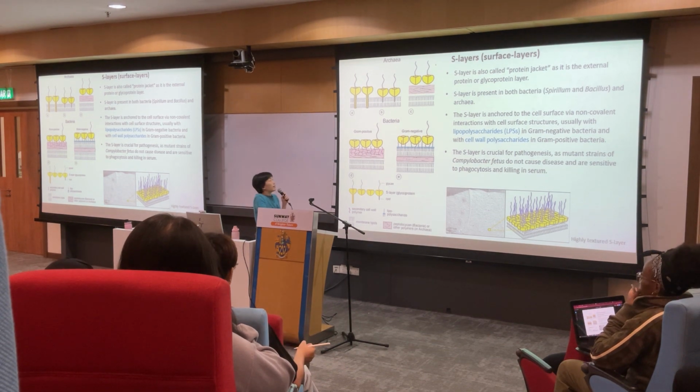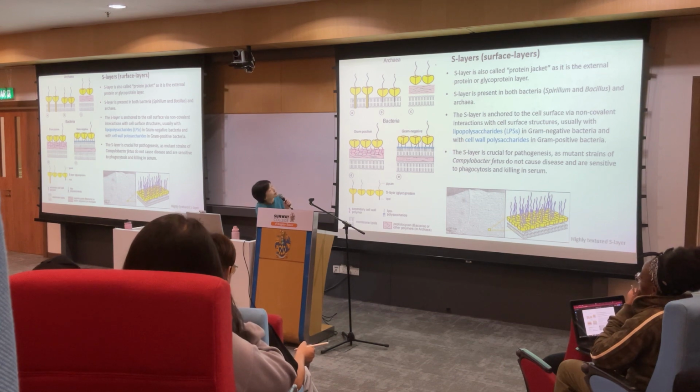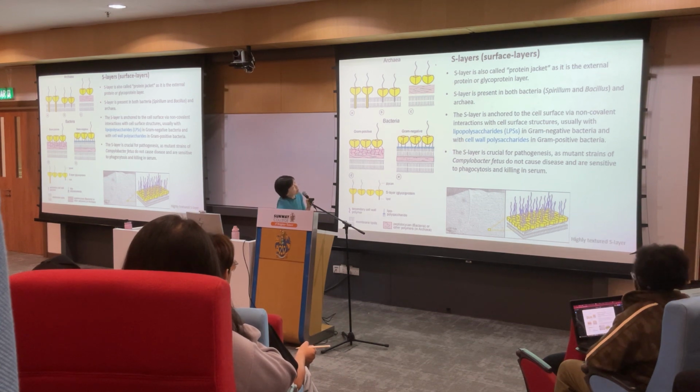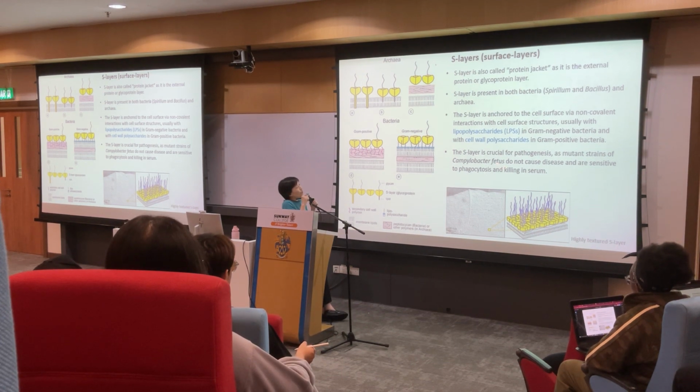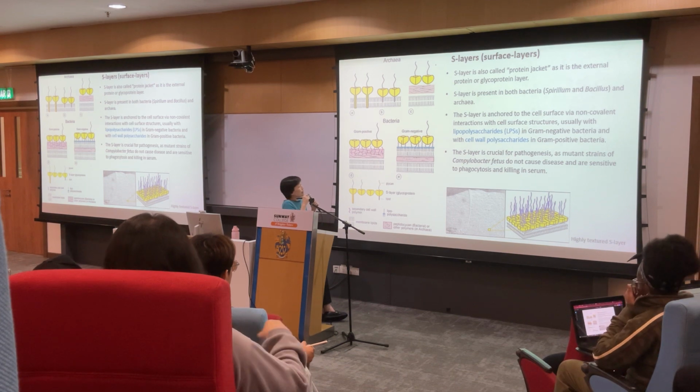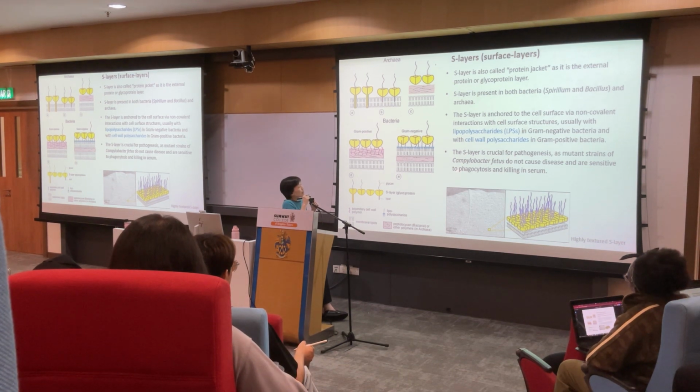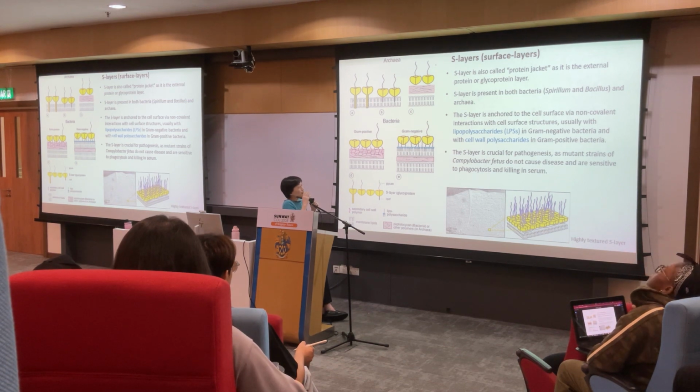All right, so there is a presence of the S layer. I think I have described that, and it's also crucial for the pathogenesis. One example: they always use a mutant strain that does not cause disease and is sensitive to phagocytosis and killing in serum, meaning that when they test a mutant or the wild type, they see that the mutant is always killed by the macrophages. It can easily be killed by our immune system.